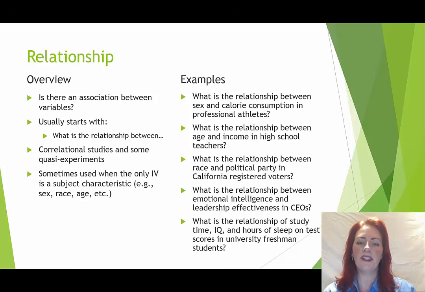What is the relationship of study time, IQ, and hours of sleep on test scores in university freshman students? In this example, we actually have four variables, three of them being independent, or those that we want to use to predict. We want to know whether or not study time, so probably as study time increases, IQ, whether or not it increases, and hours of sleep, of course, probably increasing as well, and that effect on test scores, which we would expect to increase if all of those other variables increase as well. So again, we are focusing on an association between variables, whether that just be two variables or multiple variables.